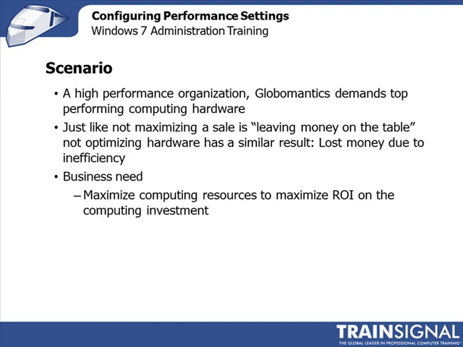Global Mantex is a high-performance organization, and they demand top-performing computing hardware. Global Mantex management equates poor performing hardware with leaving money on the table in a sale. Not optimizing hardware has a similar result. There's lost money due to inefficiencies. The business need for Global Mantex is to maximize computing resources to maximize the return on investment in the computing hardware that they've made.